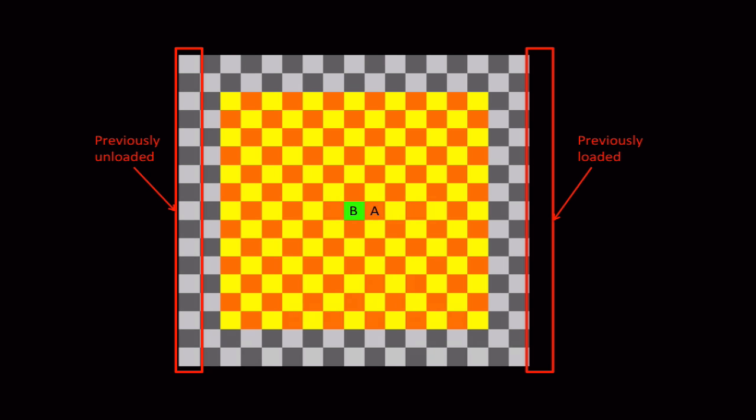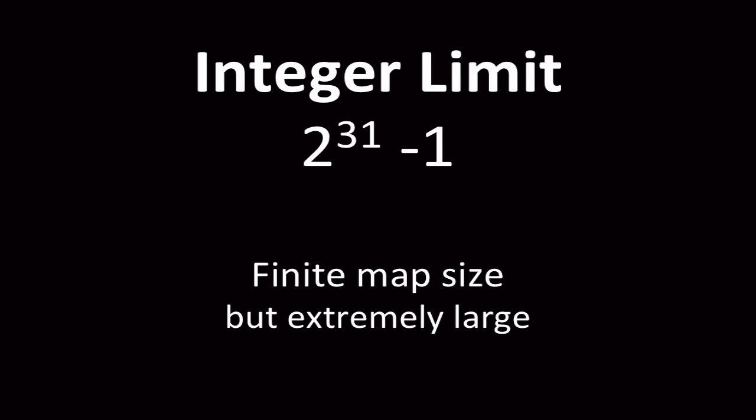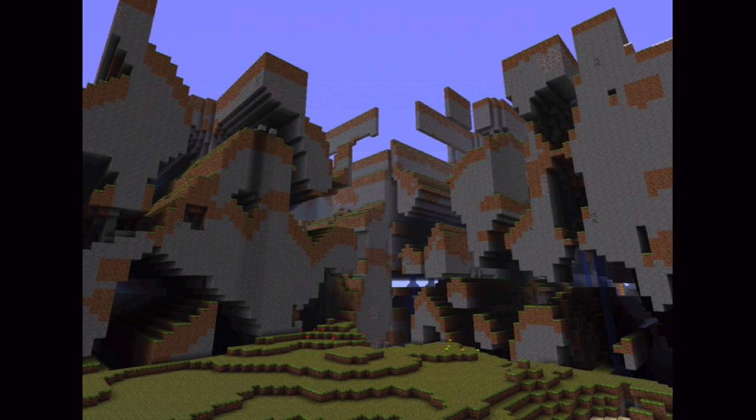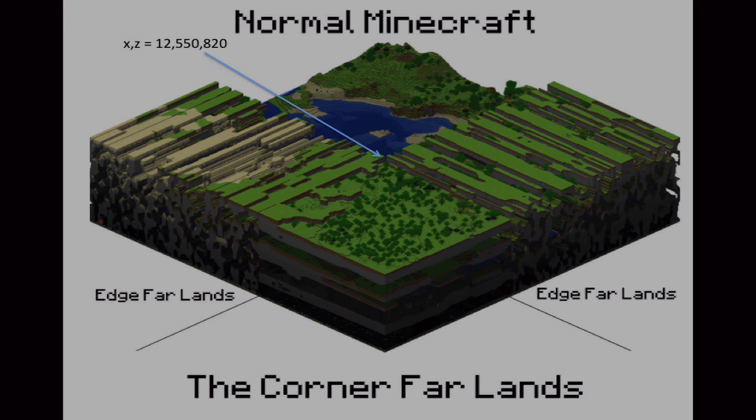These maps were made out of chunks, allowing the player to travel through the world, loading and unloading the chunks as he goes. However, due to the limit of 32-bit math, the maps had a maximum map size. The end of Minecraft was named the Farlands by the Minecraft community, and had crazy world generation which frankly looked fantastic. The Farlands began at X and Z equal to plus or minus 12,550,820. These regions expanded towards X and Z equals plus or minus 32 million.